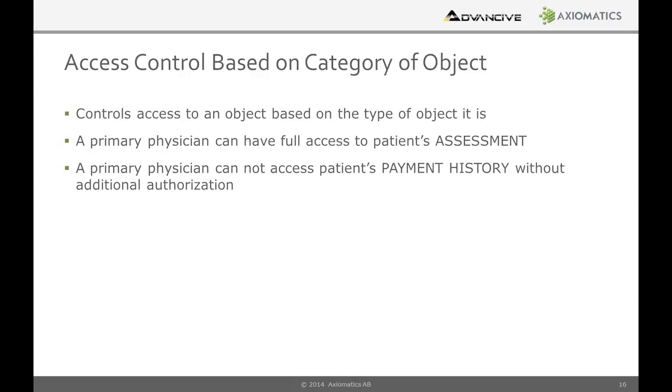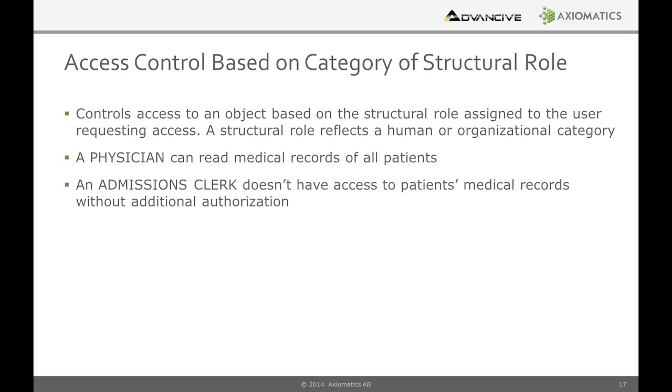Access control based on category of structural role really talks about controlling access to the object based on the roles that are assigned to users who are requesting access to those objects. And typically, the structural role reflects a human or organizational category, who that person really is, right? For example, any person who is a physician can read medical records of all patients. Or somebody who is an admission clerk does not have access to patients' medical records without additional authorization. So here we're really talking about the type of user who is requesting access to certain information.